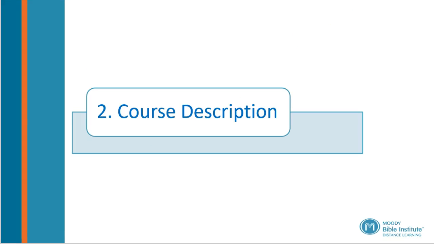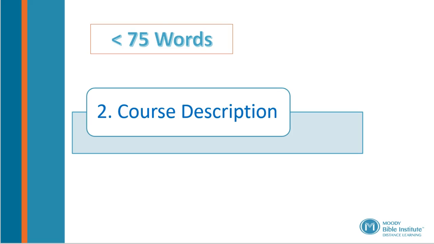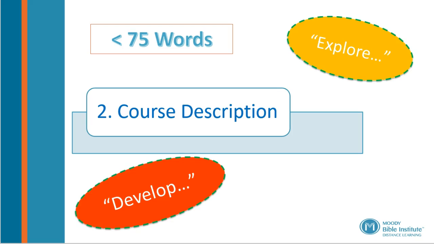The second step in designing your course is to create your course description, if this hasn't already been given to you. Keep the course description to under 75 words and avoid redundancy, such as including at the beginning of the description words such as, "In this course the student will." Begin the course description instead with an active verb, such as explore, develop, investigate.